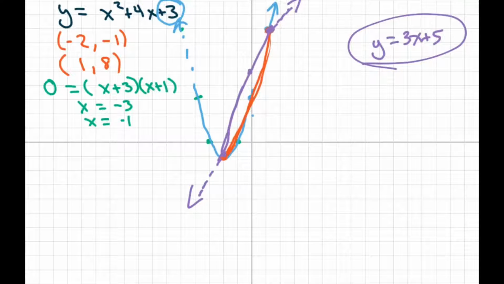There's your equation of your secant line. And the slope here was 3. The secant line was the average rate of change. And that's it.